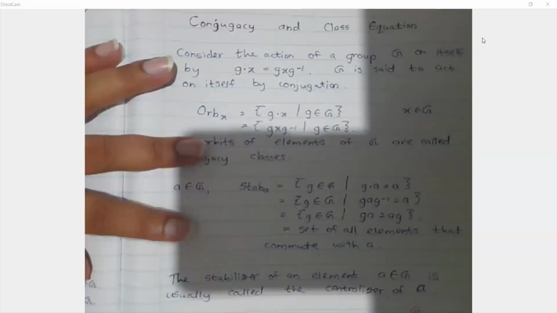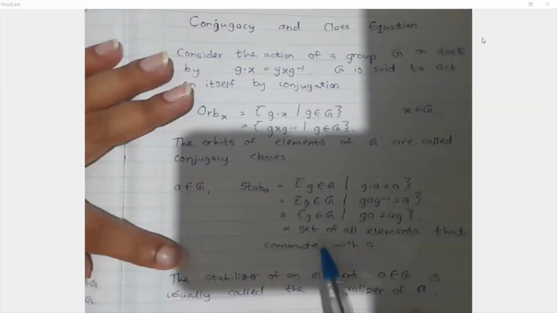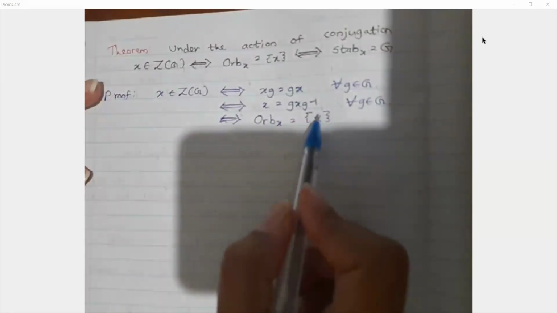Now, on the other hand, if you try to find the stabilizer, right? The stabilizer gives you every g, we go back. Under conjugation, the stabilizer of x gives you the set of all elements that commute with x. So for this particular x, we get the set of all elements g that commute with x.